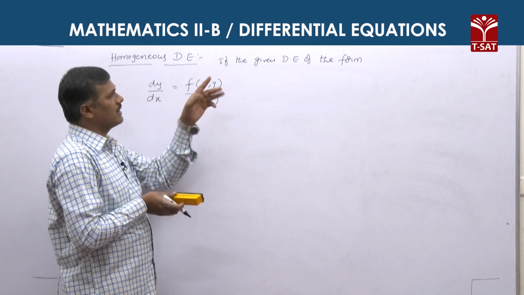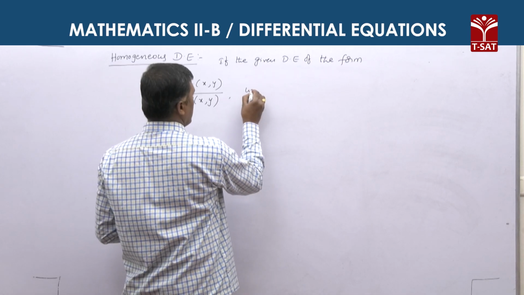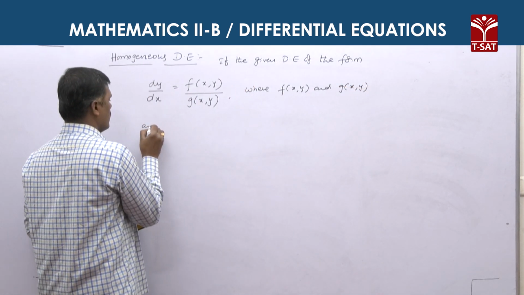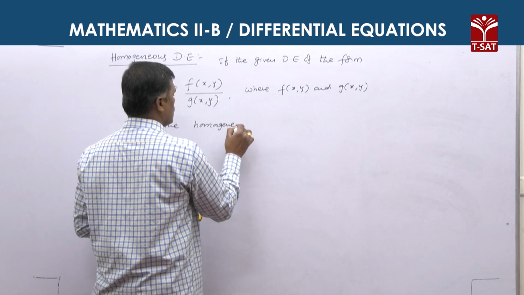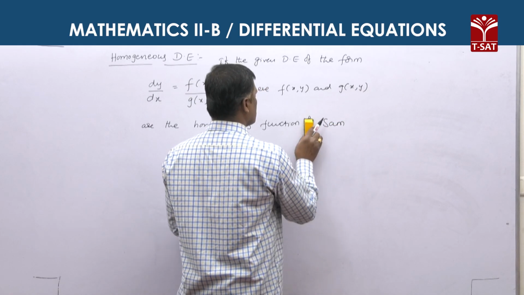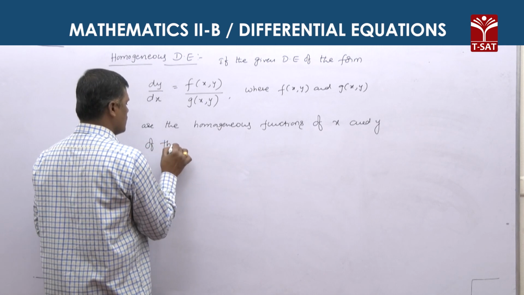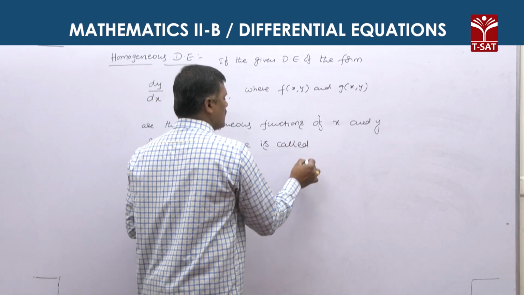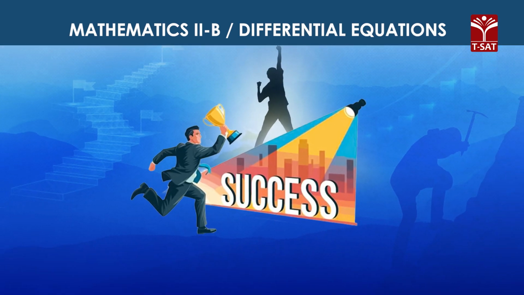Once again, I will repeat this definition. If the given differential equation is of the form dy by dx is equal to f of x comma y by g of x comma y, where f of x comma y and g of x comma y are homogeneous functions of x and y, of the same degree, is called a homogeneous differential equation. Homogeneous differential equation.